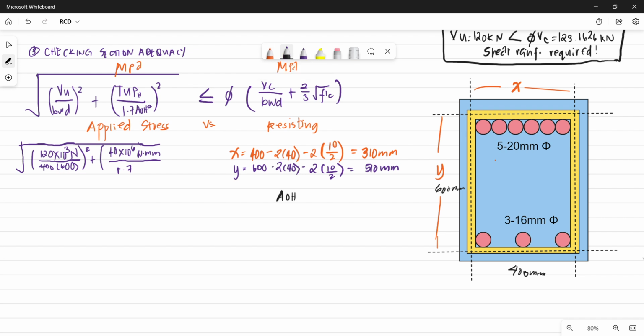So pati kuha ng AOH. Your AOH is equal to X times Y. So 310 times 510, this is equal to 158,100 mm squared. PH naman, perimeter, 2 times your X plus Y, 2 times 310 plus 510, you will get 1640 mm. Okay?